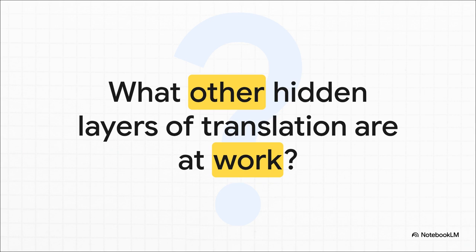So the next time you type a message or just look at a color on your screen, think about that. And maybe ask yourself, what other secret codes, what other hidden layers of translation are hiding right there in plain sight, making it all possible?